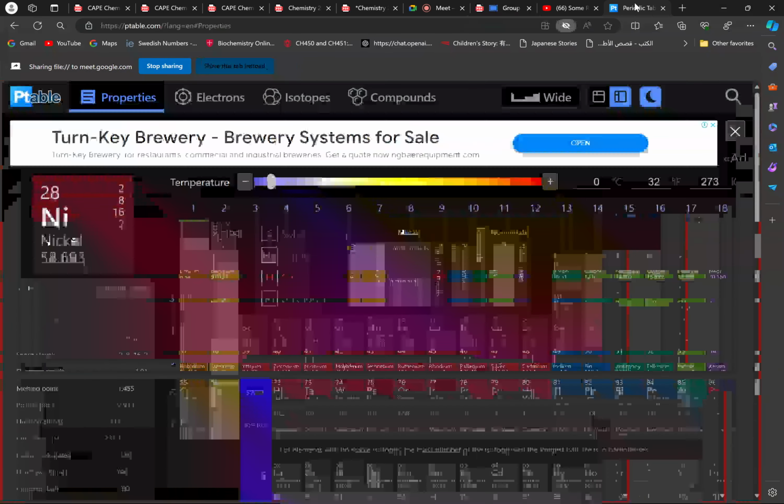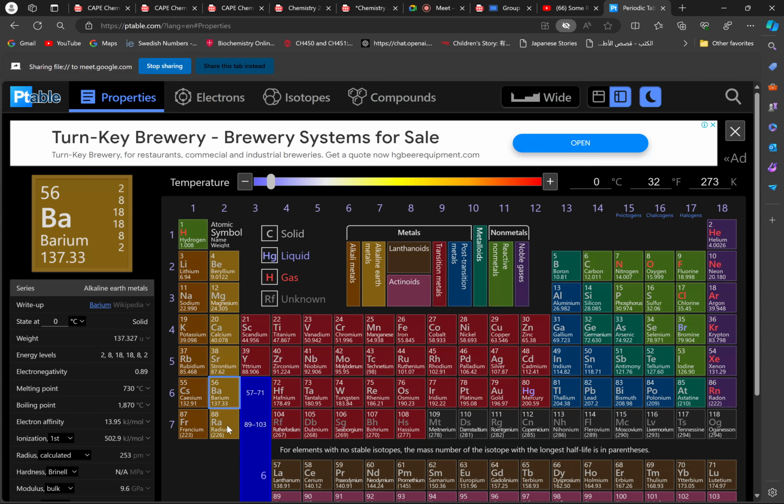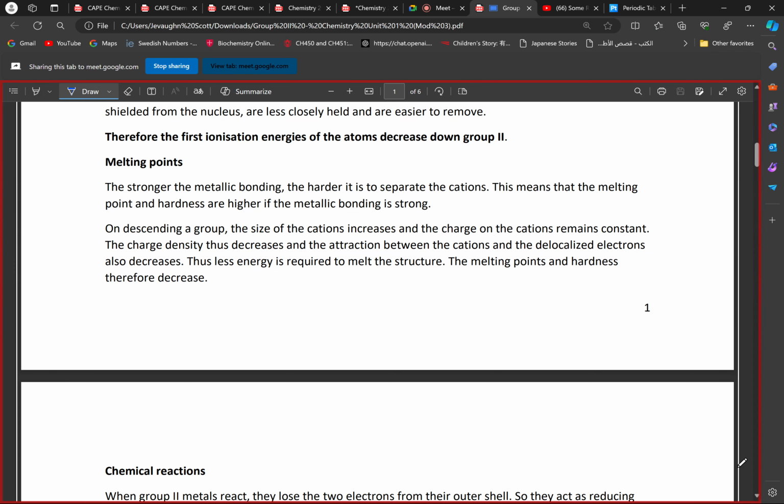Hoping that we're following. So for example, the melting point of radium is 700 degrees Celsius and the melting point of barium is 730 degrees Celsius. So note how the melting point is decreasing because the charge density decreases. When the charge density decreases, the attraction to delocalized electrons decreases, and that means that the metallic structure itself is weaker, and that also translates to the melting point and the hardness decreasing, right? So that's what's happening.